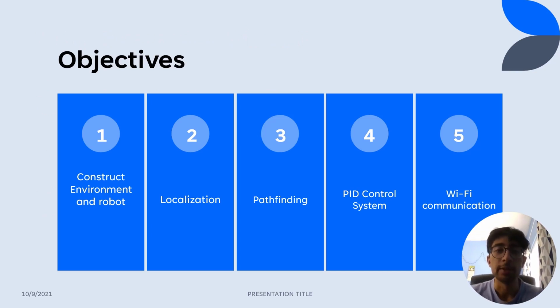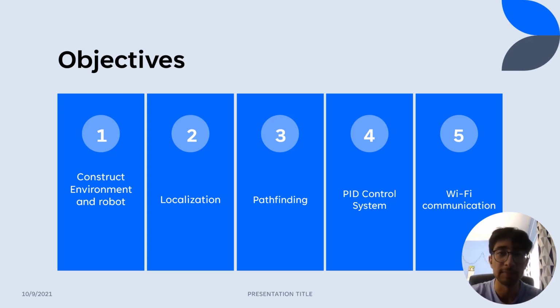The first objective was to construct the environment. I built the environment to be modular to allow fast and effective prototyping. The second objective was localization. This involved calibrating the camera and applying a perspective shift to obtain a true top-down view. I then used color filtering to detect green borders, which served as obstacles.